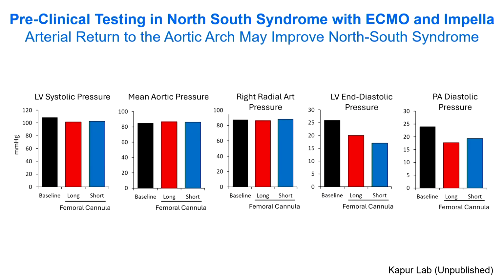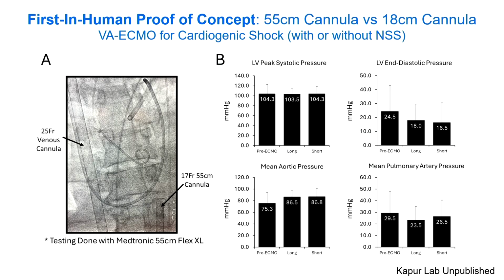Now, what's interesting is one of the questions that came up: if we're returning 4 liters of flow closer to the aortic valve, do we actually increase load on the ventricle? Because we're now blowing closer to the aortic valve. It turns out that the systolic pressures, the LV pressure, mean aortic pressure, and right radial pressure all stay completely stable whether using a long cannula or a short cannula. And in fact, the LVEDPs, to Jason's point earlier, actually come down, especially if you have a normal right atrial pressure. So that's where you can get some of that preload reduction with VA-ECMO. So we took it one step further.